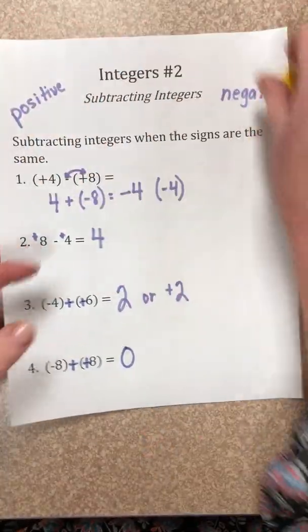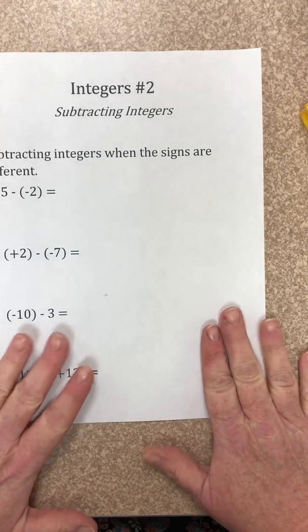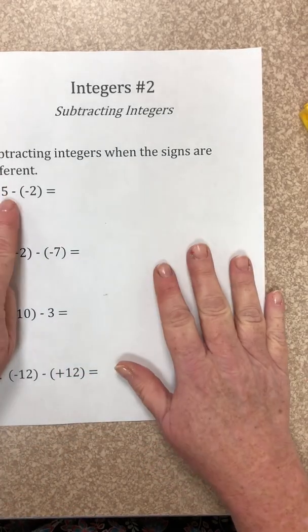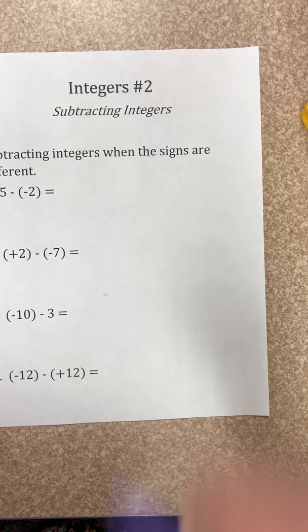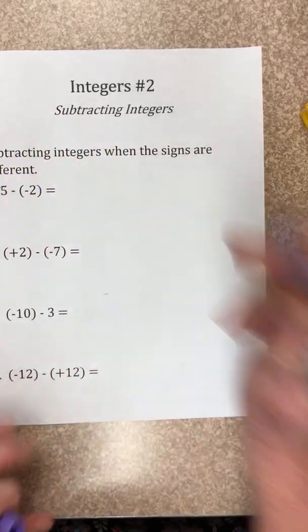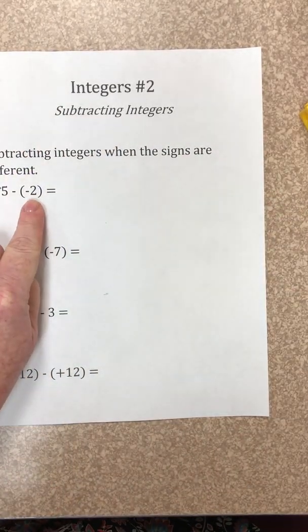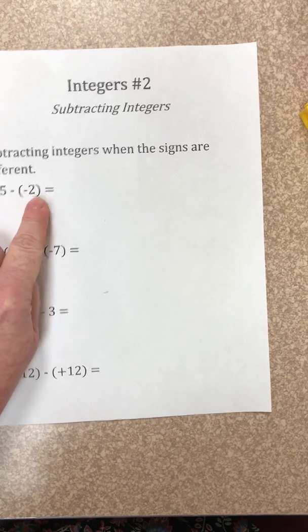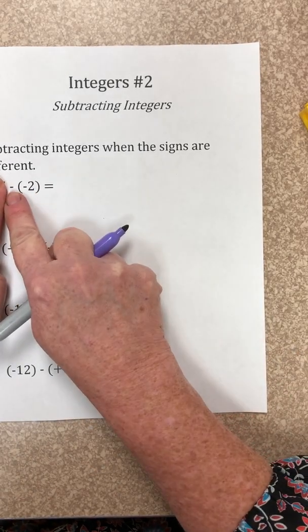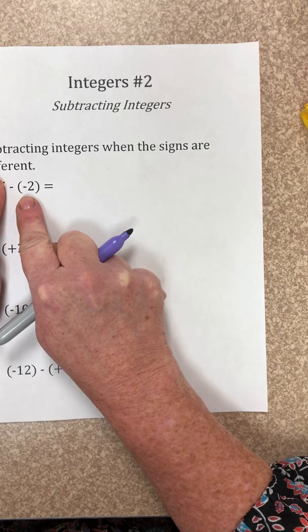Okay, now let's look at subtracting integers when the signs are different. So in this first example, 5 is positive, so I'm going to make just a little note to help me remember that 5 is positive, and this 2 is negative, so the signs are different. But notice I have subtract and negative 2. So how do we read that correctly?